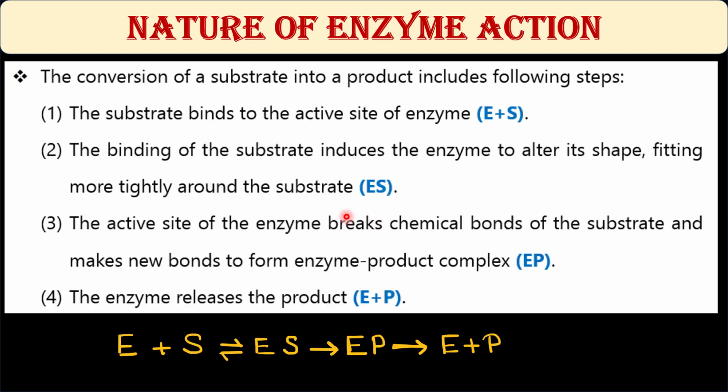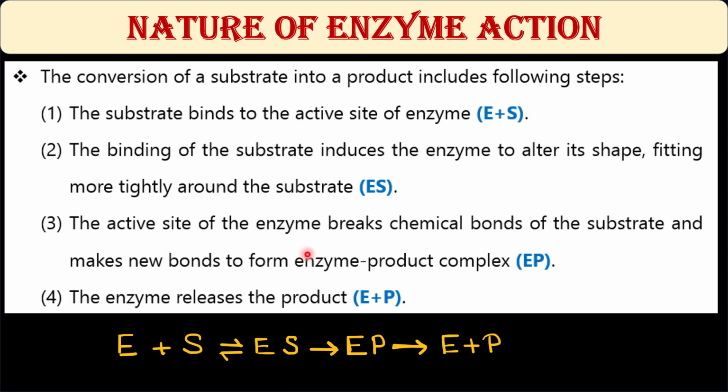Now the conversion of substrate into a product includes the following steps. First, the substrate binds to the active site of the enzyme. In this state, we can call it the E+S state. The binding of the substrate induces the enzyme to alter its shape and it fits more tightly around the substrate. In this state, we can call it ES.